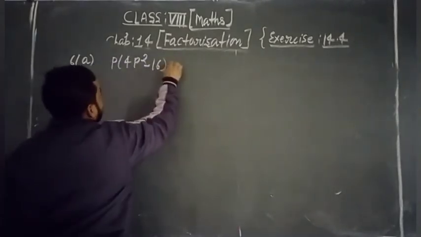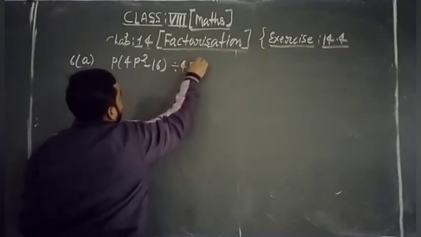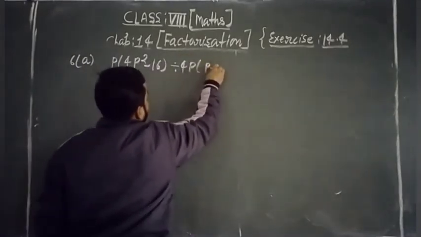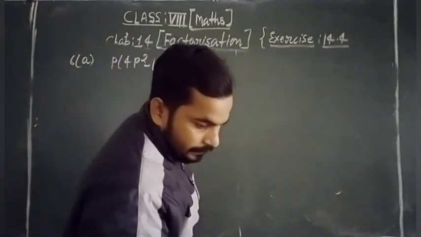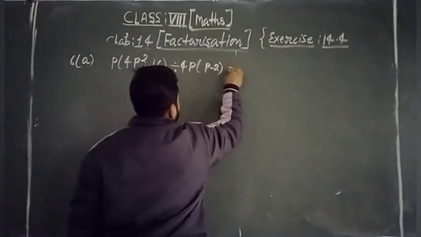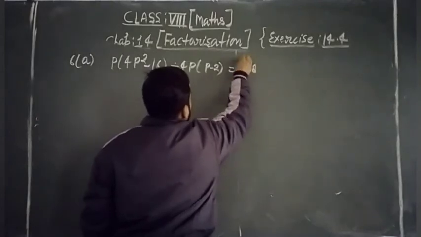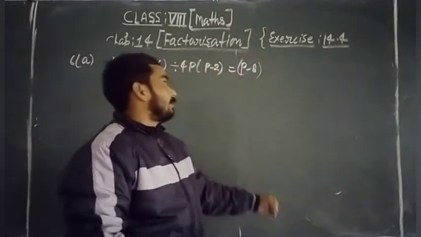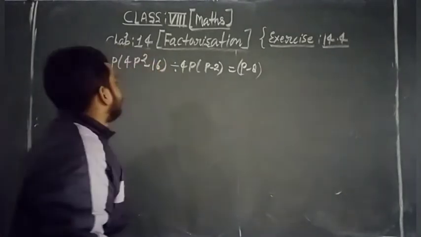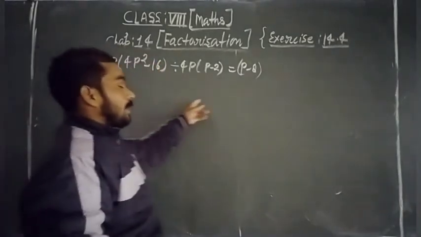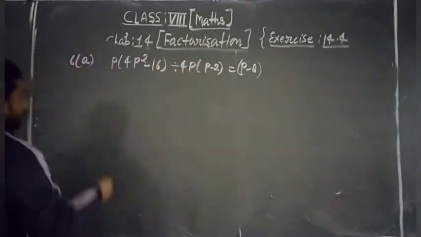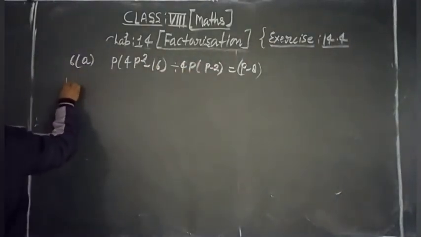divided by 4p(p minus 2) is equal to p minus 8. So we have to solve the left hand side and check the error. If the left hand side is not equal to the right hand side, that means the error is here. So solve LHS.